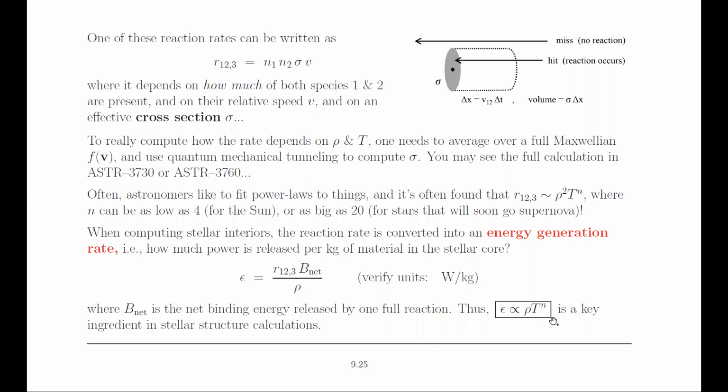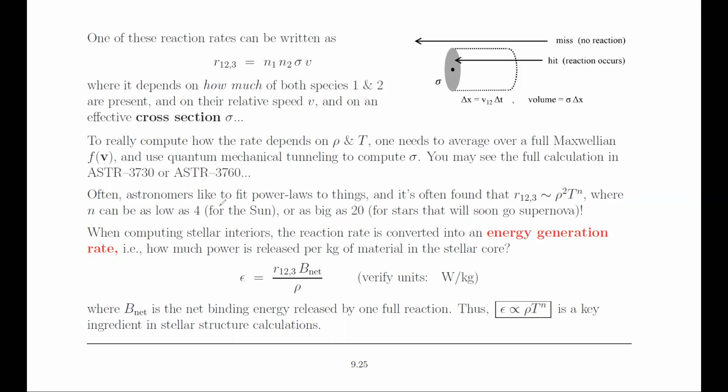Usually what astronomers tend to find, we like to fit power laws to things. So typically we find that these rates are proportional to the square of the density, which is really that same square of the density there, times the temperature to some positive power that we call n. And it's kind of interesting. It's rare to see powers of things in physics and astronomy where the power gets up to double digits, but here it sometimes does. For the current sun, that power is something like 4, but if you look at more massive stars that might go supernova, you can see powers as big as 20, which is kind of freaky to see. But that tells you that if you change the temperature just a little bit, you'll change the reaction rate by a huge amount.